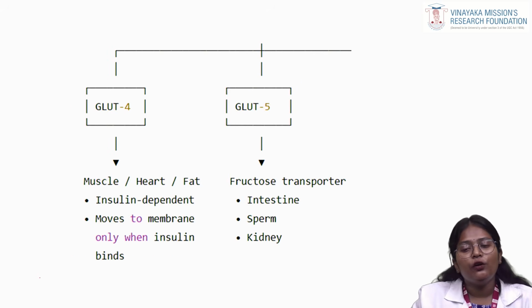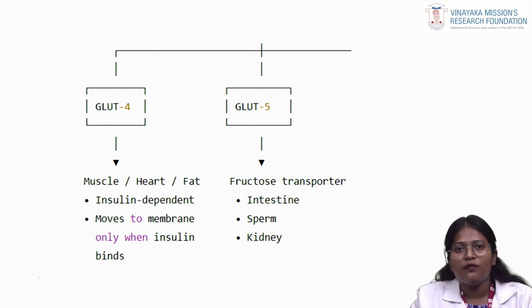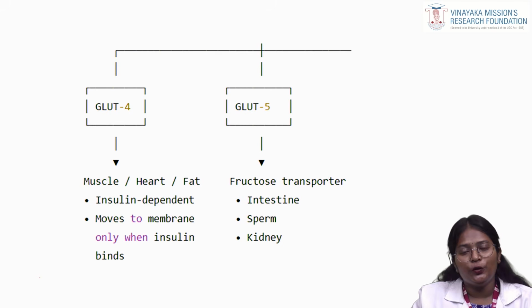Okay, next moving to GLUT4 and GLUT5. GLUT4 is present in the heart, muscles and fat. So it is insulin dependent. What is insulin dependent? Insulin dependent means these transporters open only in the presence of insulin. As I said before, GLUT2 will be open when there is an increased blood glucose level, but GLUT4 will be opening when there is an insulin spike or insulin release.